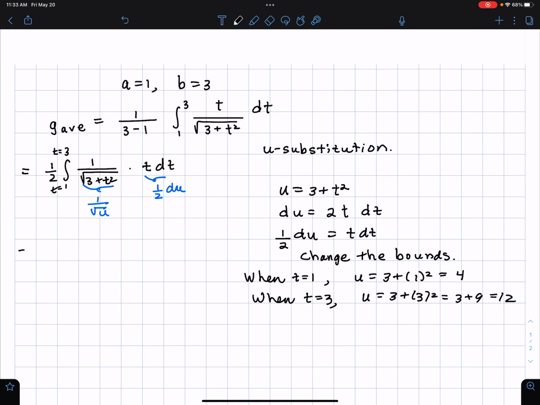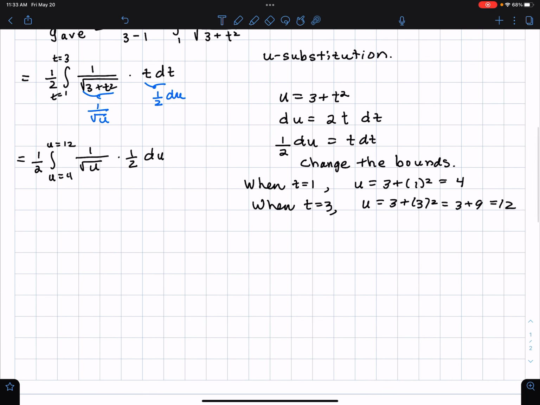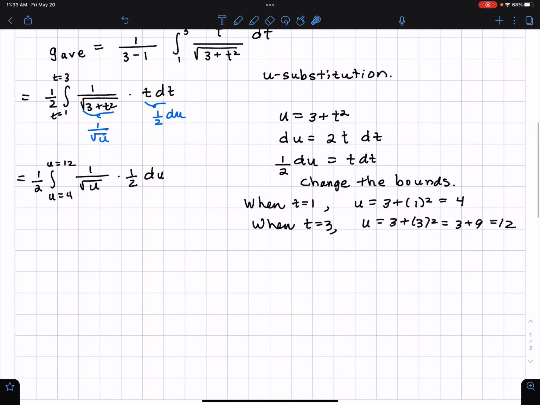So this is equal to 1/2, u equals 4, u equals 12. It doesn't look that good when I write that, but I don't think it's wrong at all. So we have from 4 to 12, not from 1 to 3 anymore. Then I'm going to multiply this 1/2 and this 1/2 to make it look a little nicer, 4 to 12.